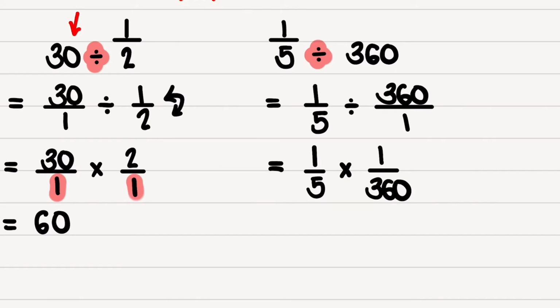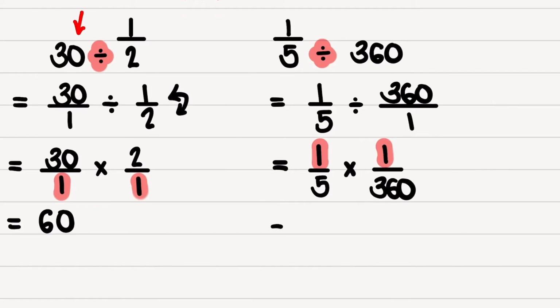Now, unlike the first example where the denominators were the 1 and I dropped the denominators, in this example the numerators are the 1, so therefore I cannot drop the numerator of 1. So now I'm going to multiply numerator with numerator, denominator with denominator. 1 times 1 is 1 over 5 times 360, which is 1,800.